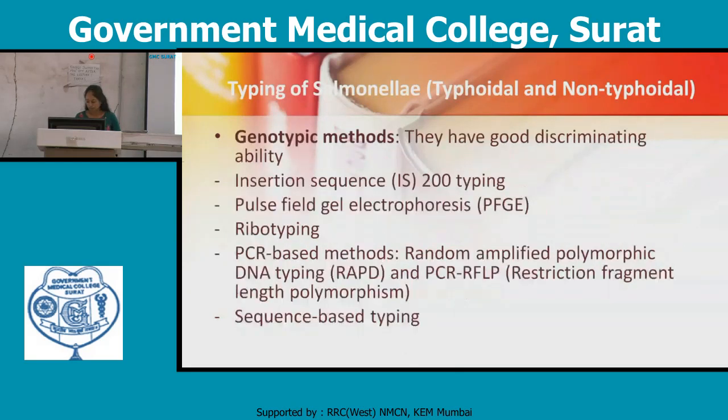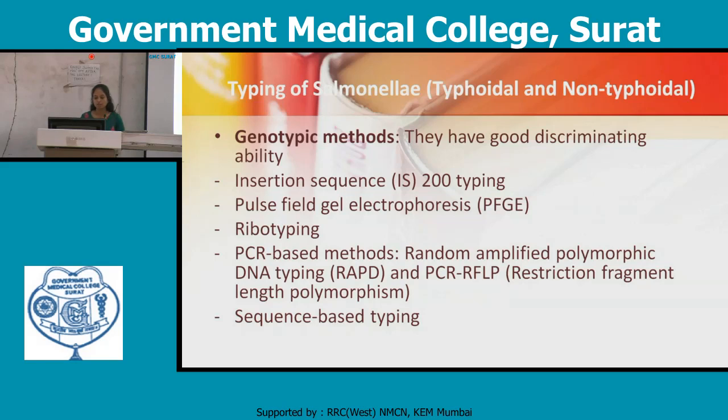Genotyping methods with good discriminative ability include insertion sequence 200 typing, pulsed-field gel electrophoresis, ribotyping, PCR-based methods, that is RAPD, random amplified polymorphic DNA typing, and PCR-RFLP, that is restriction fragment length polymorphism, and sequence-based typing.